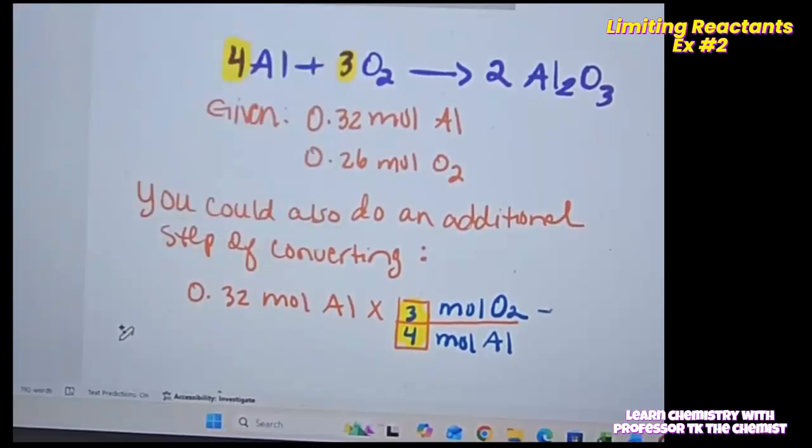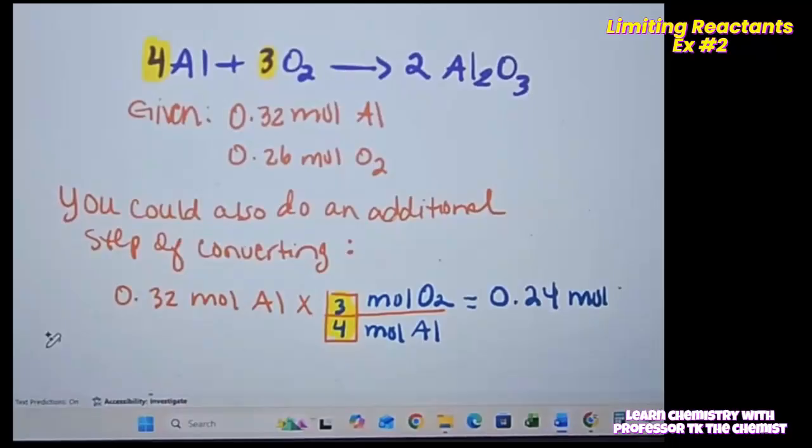Now, in this case right here, you'll end up with 0.24 moles of oxygen. Okay? So if your teacher told you to convert your moles of aluminum to the moles of oxygen, then this is another way that you could do it, all right? So again, in doing an example like this, you end up having as a result 0.24 moles of oxygen if you were to do it this way, all right?